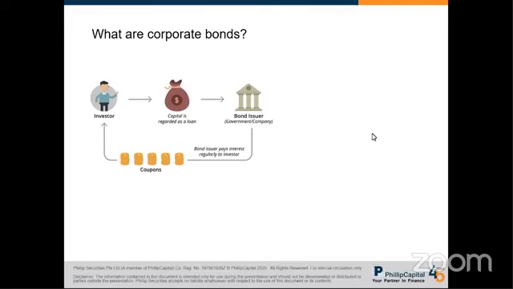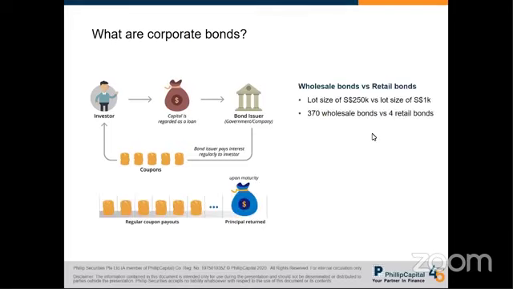So you will receive your regular coupon payments for the money that you lend to the company. Usually it's paid out semi-annually, so 2 times a year. Then you receive your principal at the maturity date. In the Singapore corporate bond markets, there's 2 types of bonds that are traded. One is wholesale bonds, and the next is retail bonds.